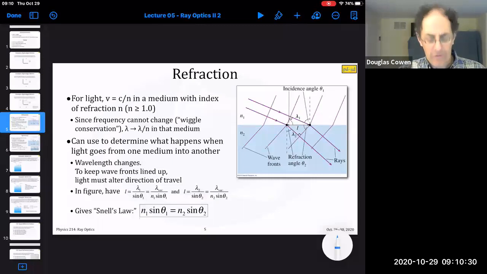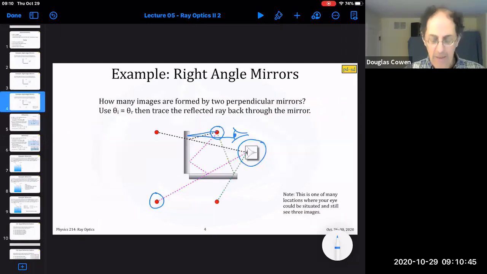So let me now move to the subject of refraction. Refraction is what happens when light moves from one medium to another. So we've talked about reflection, where it stays in the same medium. In this previous figure, the light was always in air.